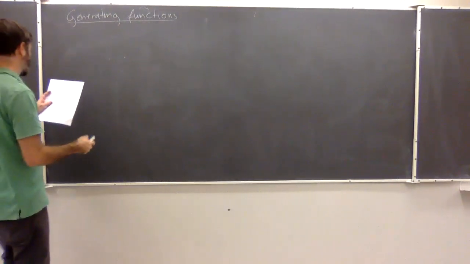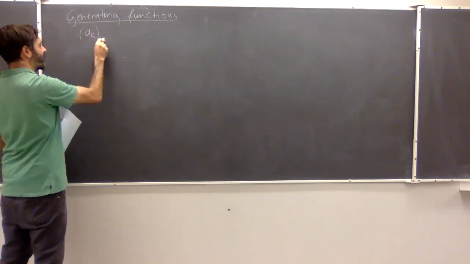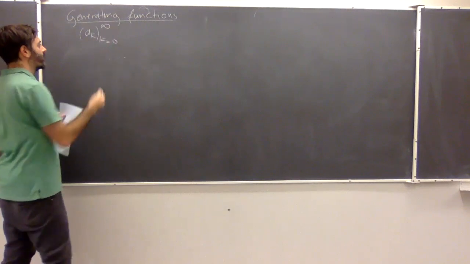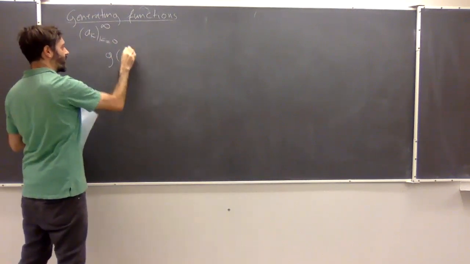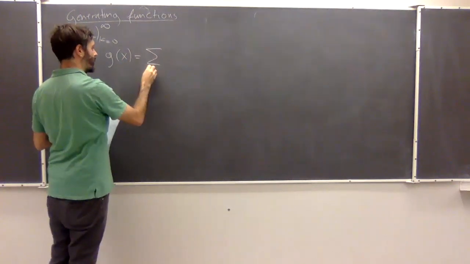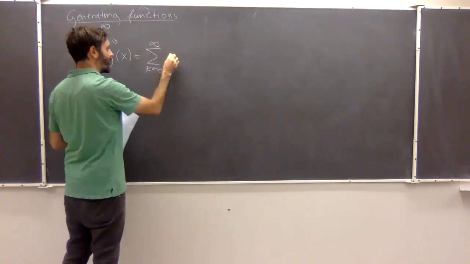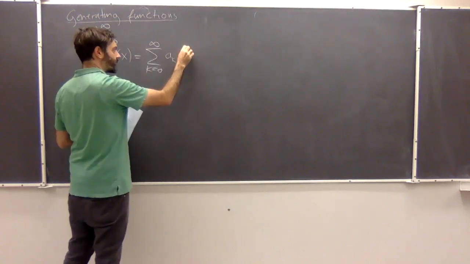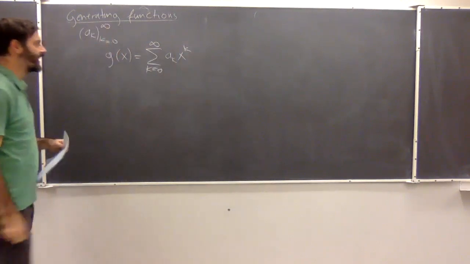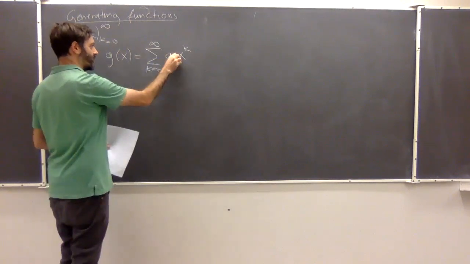So let me just delete everything and write down the important stuff. You start with a sequence a_k, where k runs from 0 to infinity, and you define a corresponding generating function as the sum from 0 to infinity of the Taylor series, the k-th element of the sequence a_k times x to the power k.